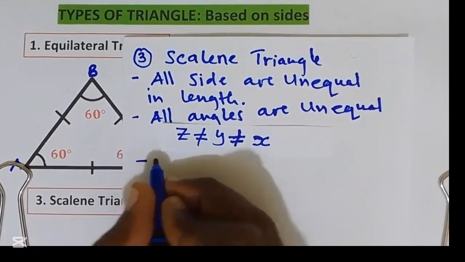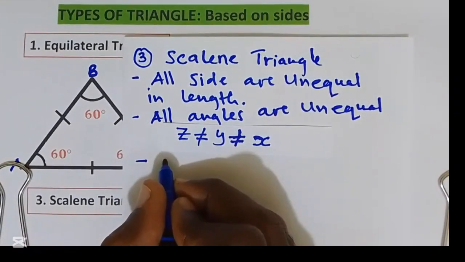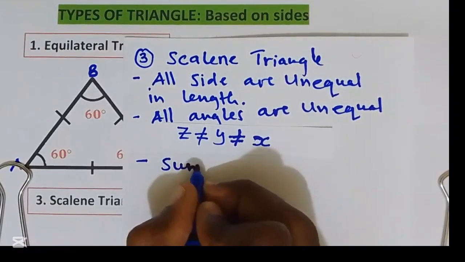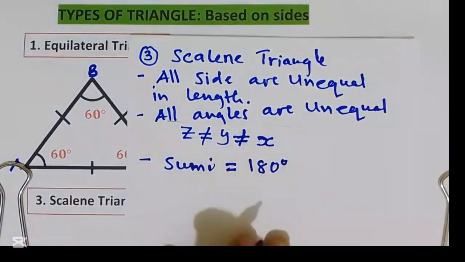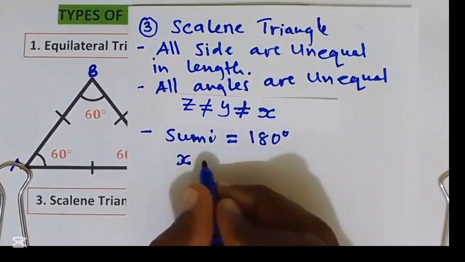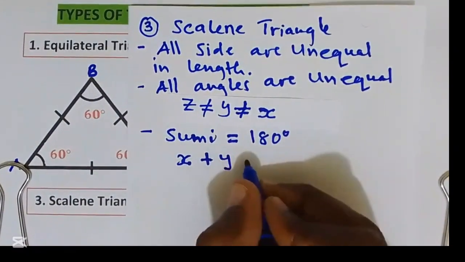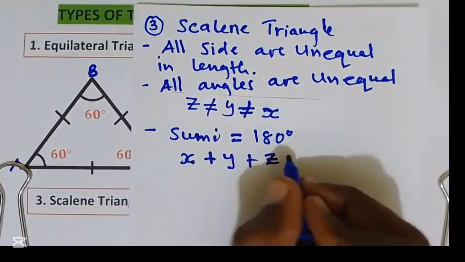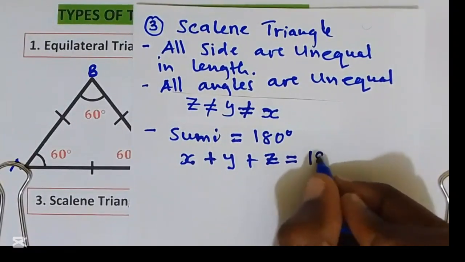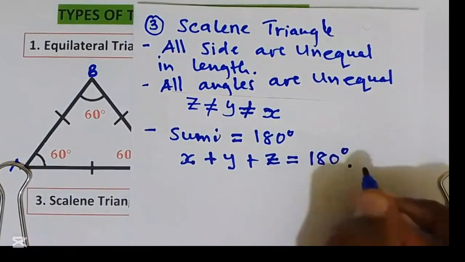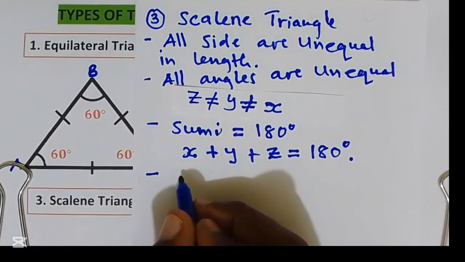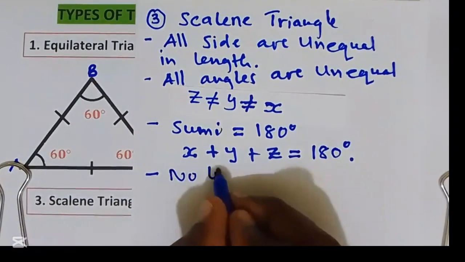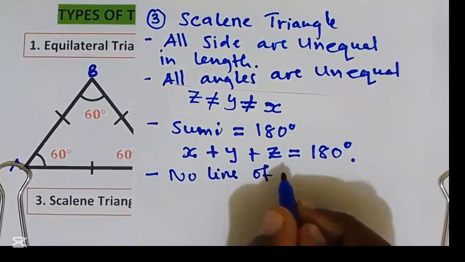Third, the sum of interior angles is equal to 180 degrees. That is angle X plus angle Y plus angle Z. This gives us 180 degrees. Fourth, a scalene triangle has no line of symmetry.